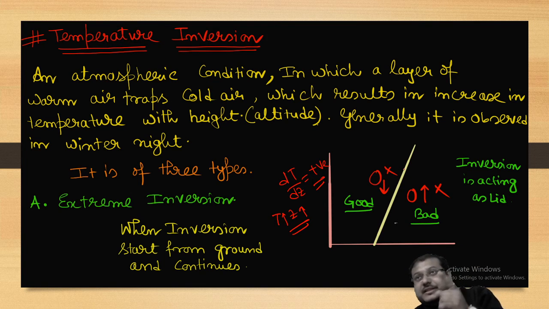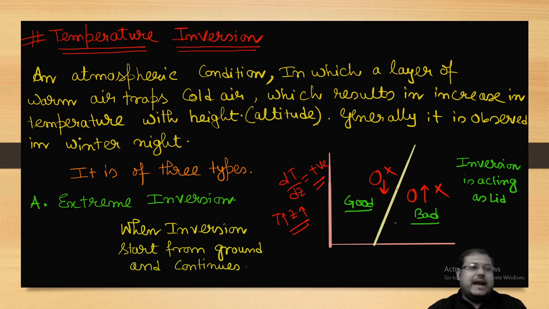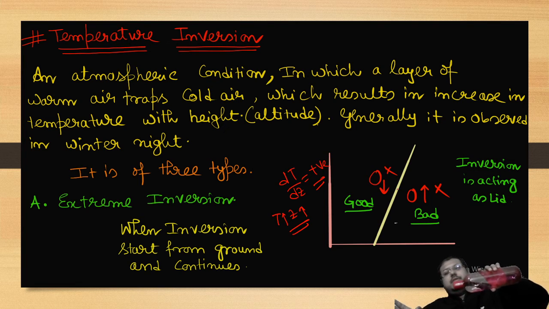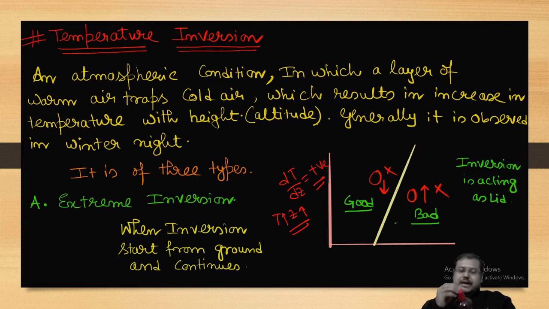यहाँ पे सबसे महत्वपूर्ण चीज जो है, इन्वर्सन एक ढक्कन की तरह एक्ट करता है, कोई भी इसको क्रॉस नहीं कर पाएगा. सो ये इन्वर्सन इज एक्टिंग एज अ लीड. व्हाट इज द जॉब ऑफ दिस लीड? It is not allowing the outside gas to come or outside things to enter this bottle, or not allowing the inside things to go out from this bottle. So it is acting as a lid.